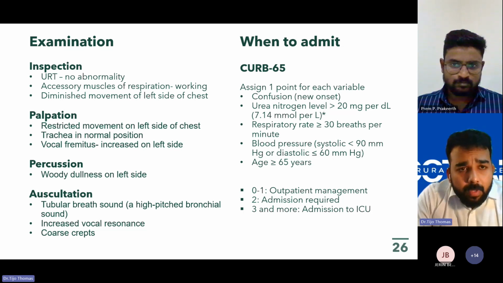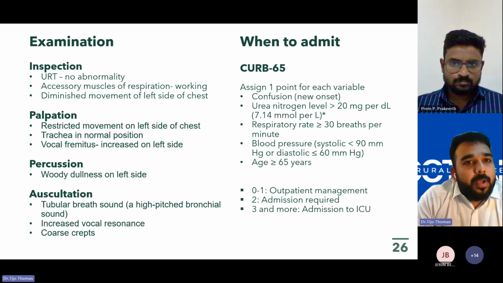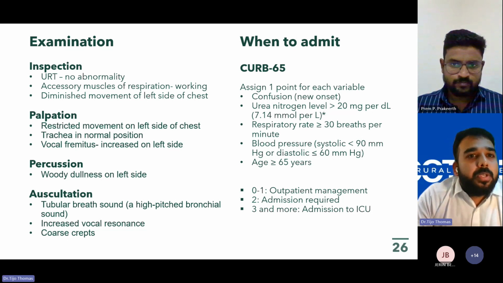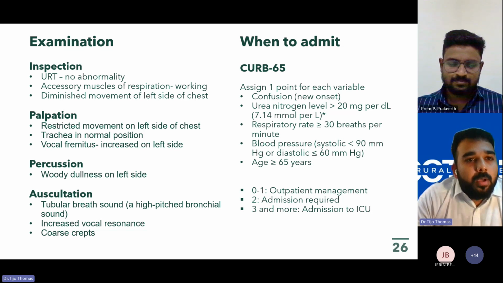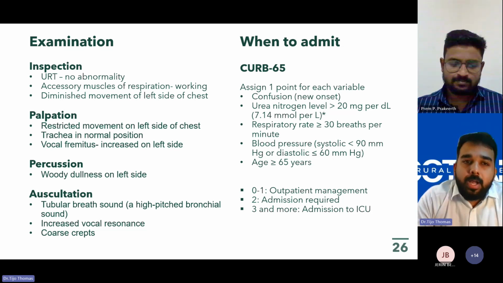So the positive findings we are getting: on inspection, there's diminished movement of the left side of chest, on palpation, there's restricted movement of the left side of chest and increased vocal fremitus. Percussion does indicate there's a dullness on the left side. So mostly the pathology is seen in the left side of the chest. And auscultation findings, you get the added ones: one is there are coarse crepitations present, and there are high-pitched bronchial breath sounds.